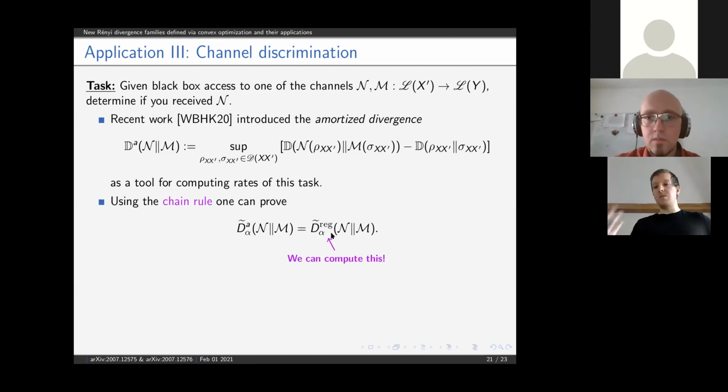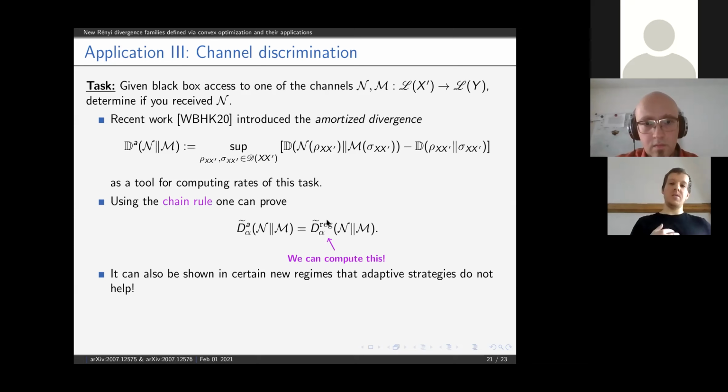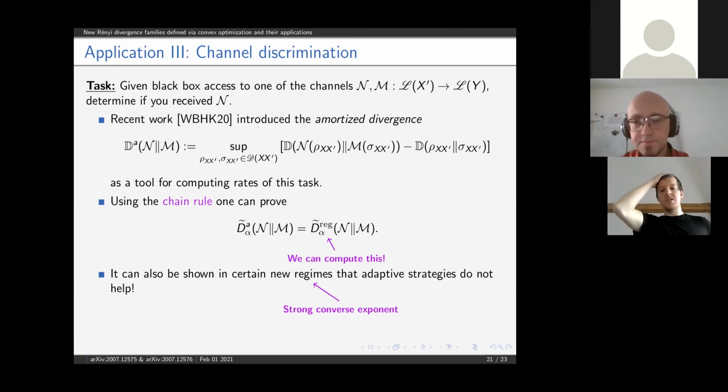And what we also know from the first application now is for arbitrary channels n and m, we can compute this using the D-sharp divergences. And what this means is that these D-sharp divergences then allow us to compute bounds on these channel discrimination protocols through this equality here. Another thing that came out of this is actually one can show in certain new regimes that the adaptive strategies for the channel discrimination problem don't help. And for those of you who know about these things, this new regime is actually the strong converse exponent regime.